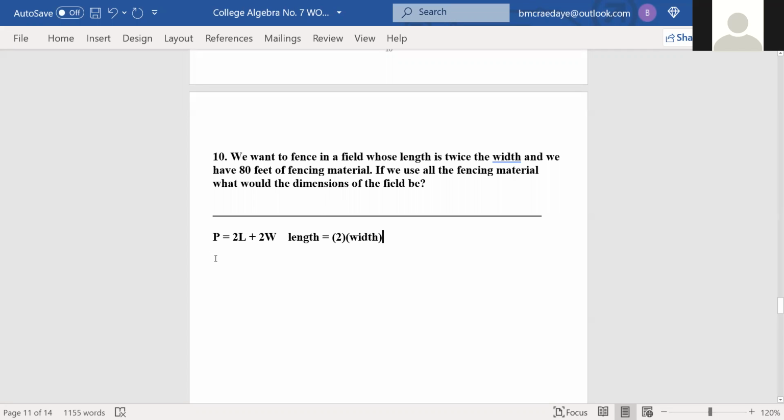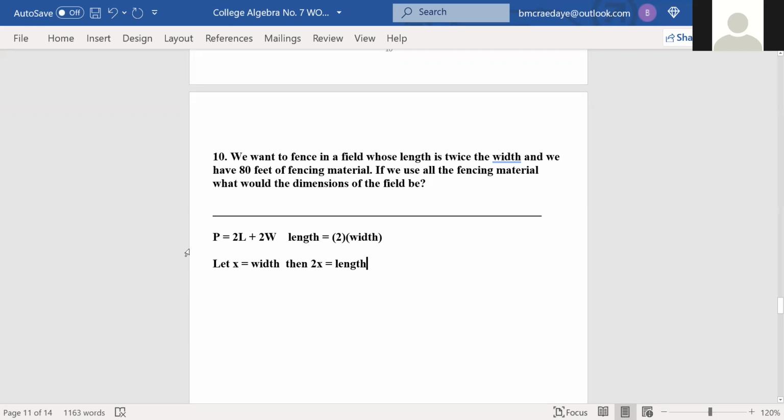Okay, so we could just say let x equal width. Then 2x equals length, because the length is twice the width. So if we say the width is x, then 2 times the x is the length. So now we can substitute this into the perimeter formula.